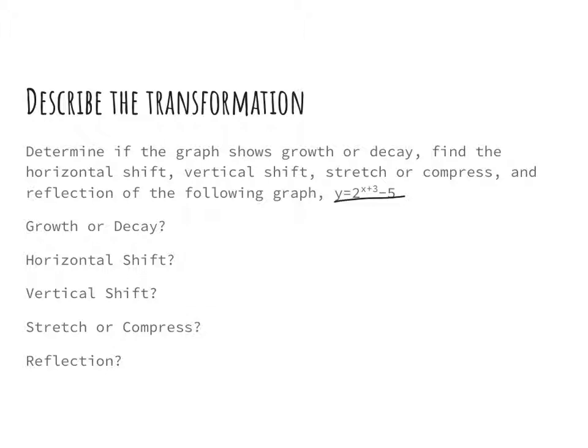So first of all, whether it's growth or decay, we look at our base. Okay, again, if the base is greater than 1, which it is, it's going to be a growth function. And this is an exponential growth because 2 is greater than 1. For our next one, our horizontal shift, we look at the exponent. Okay, you see that we're adding 3 to it. Adding means we go to the left, and then how far is the number that we're adding. So the horizontal shift is left 3.